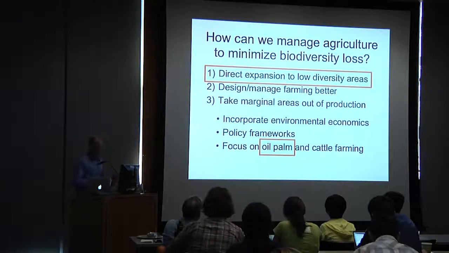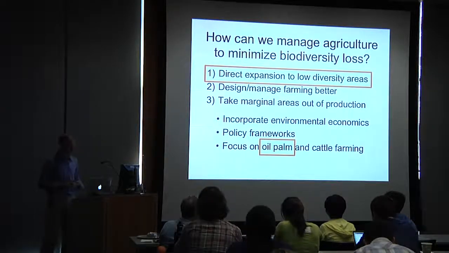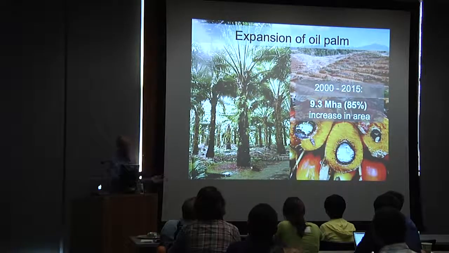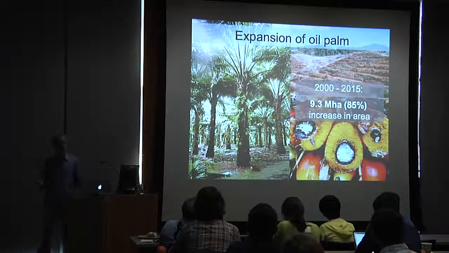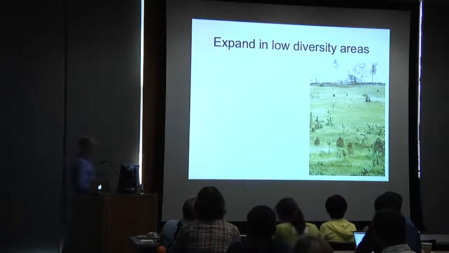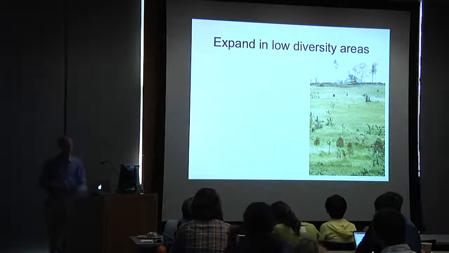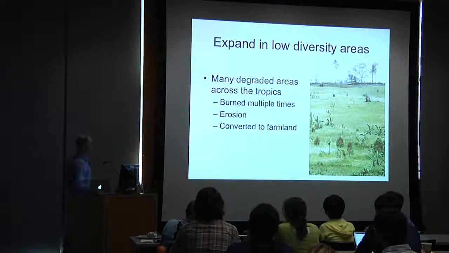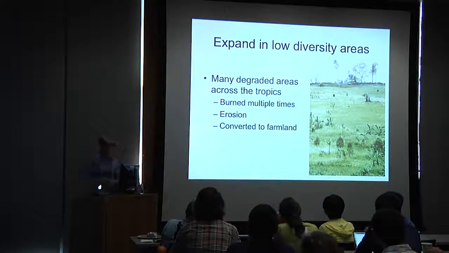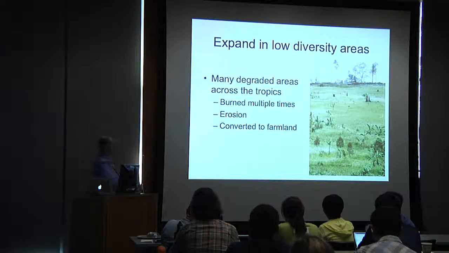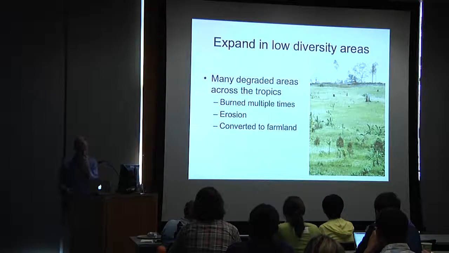So if we focus first on directing expansion to low diversity areas and oil palm, I'm sure many of you know, but oil palm is rapidly expanding. There were 9.5 million hectares more oil palm in 2015 than there was in 2000, and that continues to increase to date. So what if we try to expand oil palm in low diversity areas? Within the tropics, there are in fact many areas that have quite low biological value. Areas that have been burned multiple times, they're now an imperata grassland. We have erosion impacted areas, areas that have been converted to farmland already and that are in some poor production state.